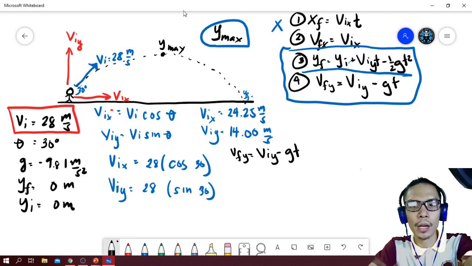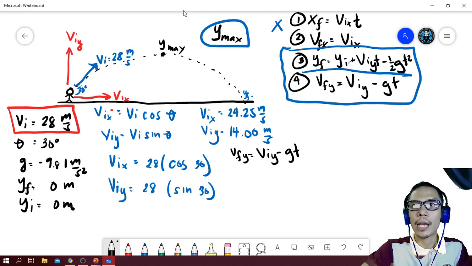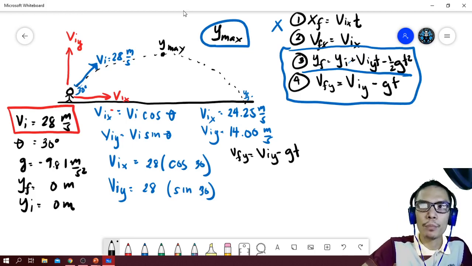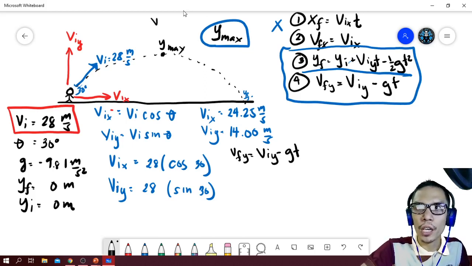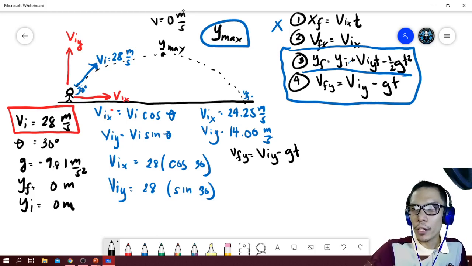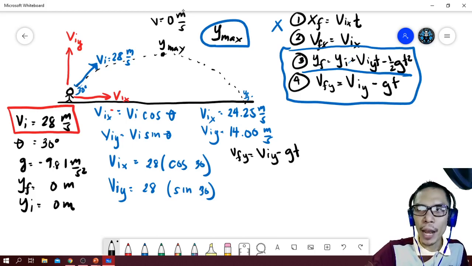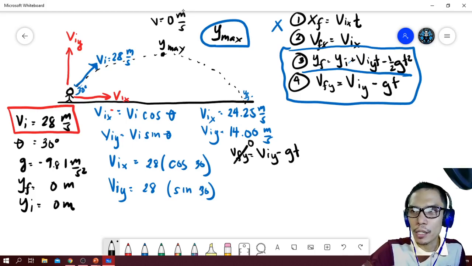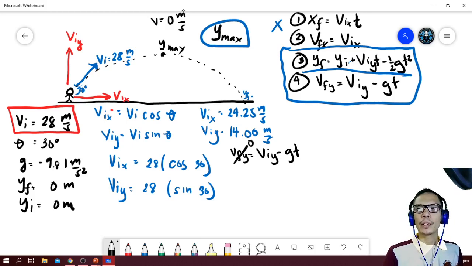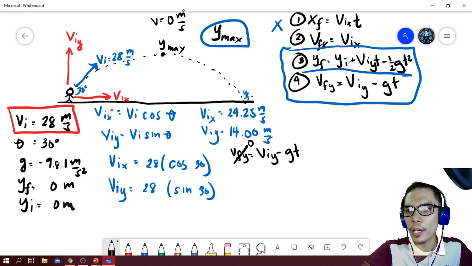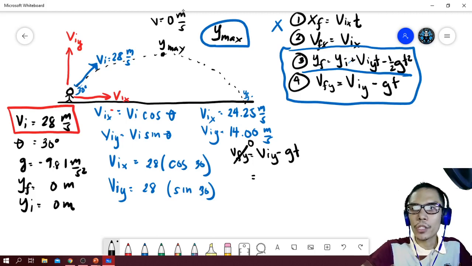Now, as we all know, based on the discussion of the concept, when the object reaches its maximum height, its velocity at that maximum height is 0. That is the final velocity that we are looking for, so the final velocity here is 0. So what we have right here is v iy minus gt.